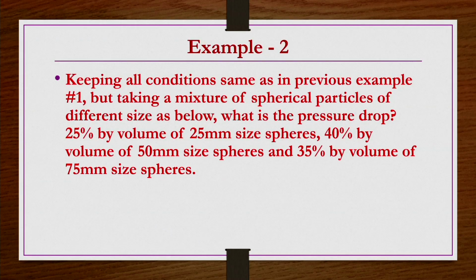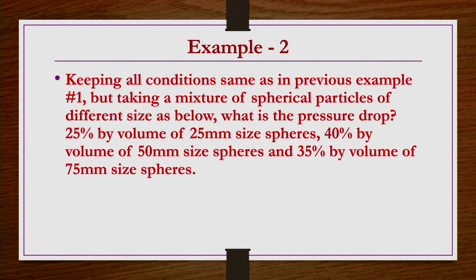Keeping all conditions the same as in the previous example number 1 that we just solved, but taking a mixture of spherical particles of different sizes as below, what is the pressure drop? In the previous example problem, only spherical particles were taken, all of the same size. Now the spherical shape is there, but with different fractions: 25% by volume 25 mm size spheres, 40% by volume 50 mm size spheres, and 35% by volume 75 mm size spheres.